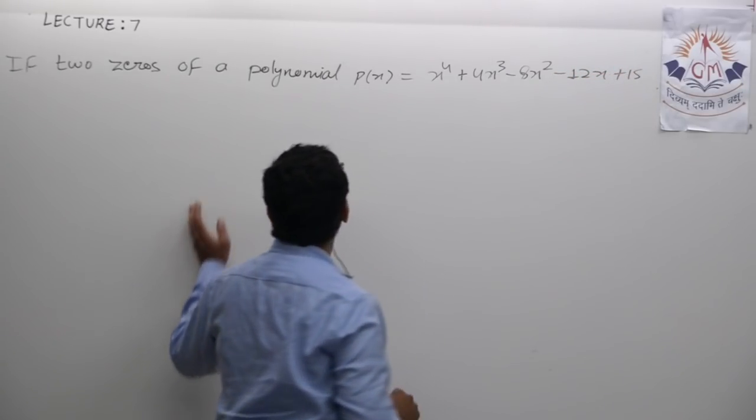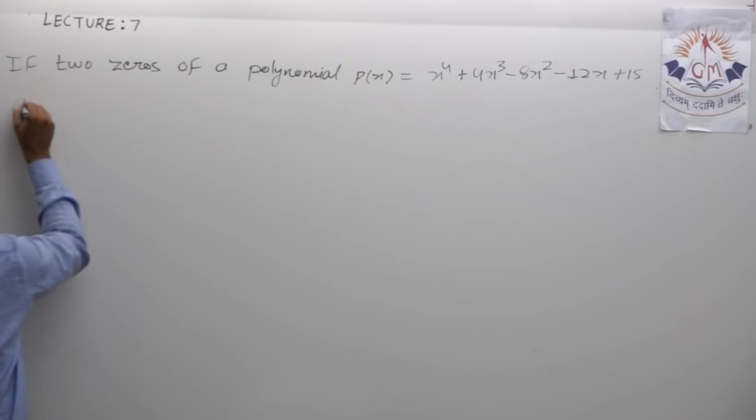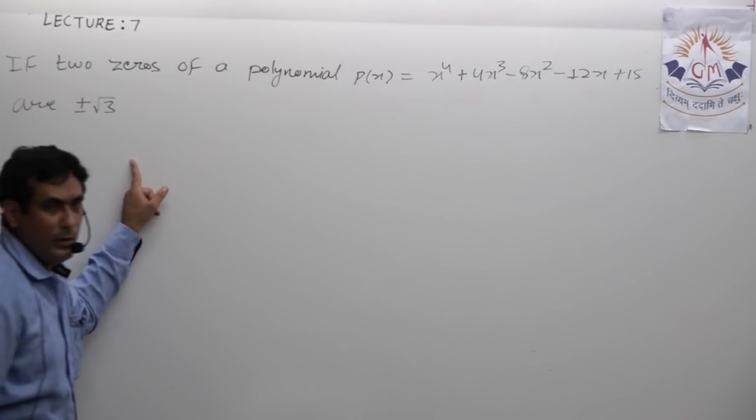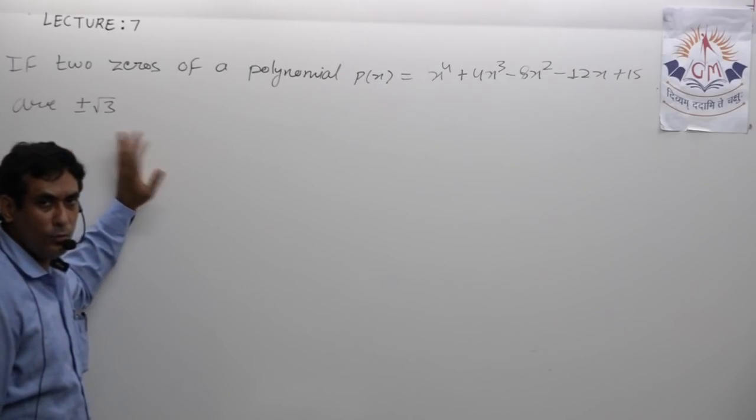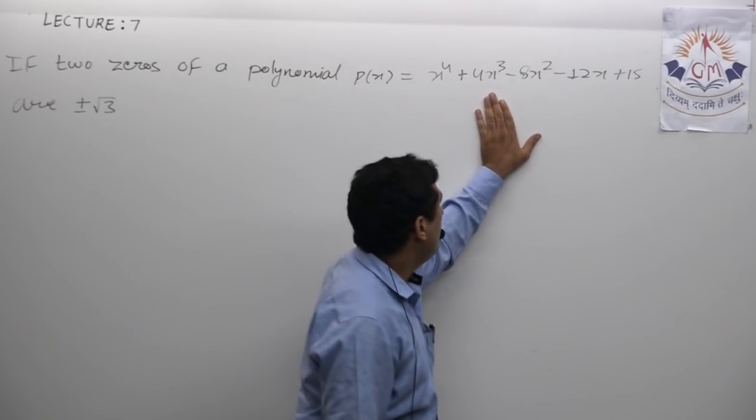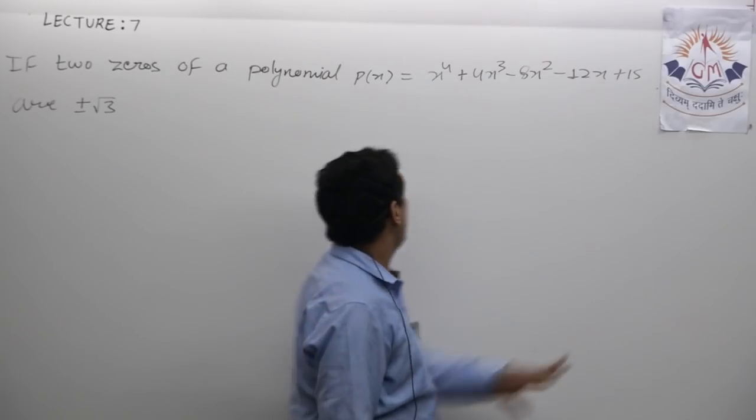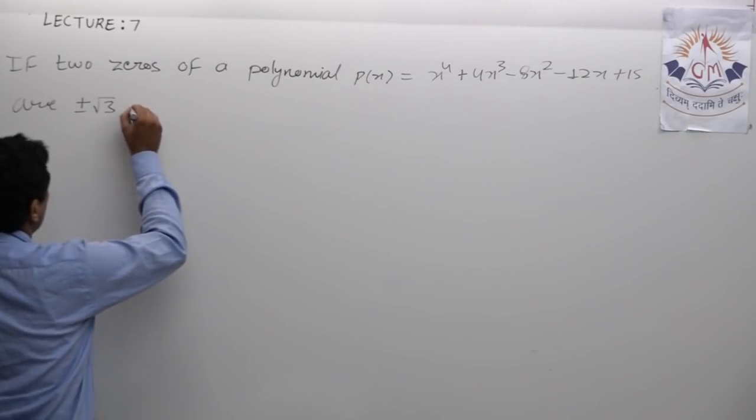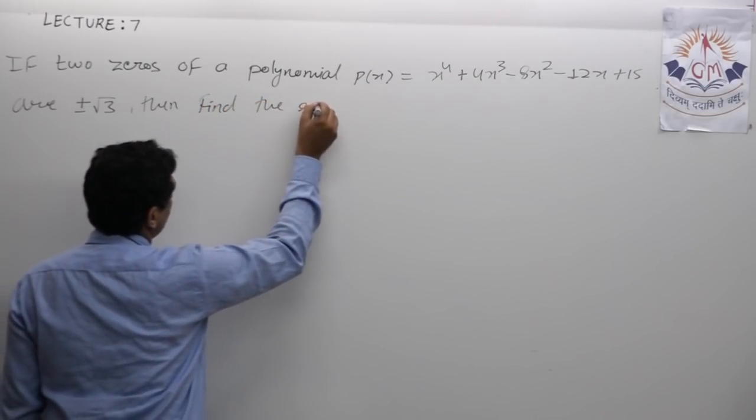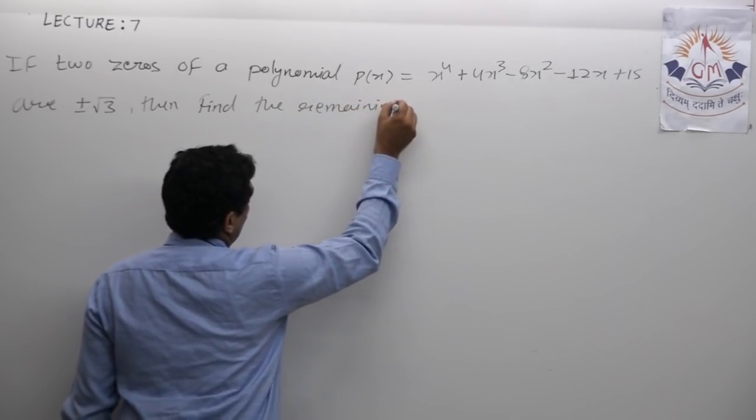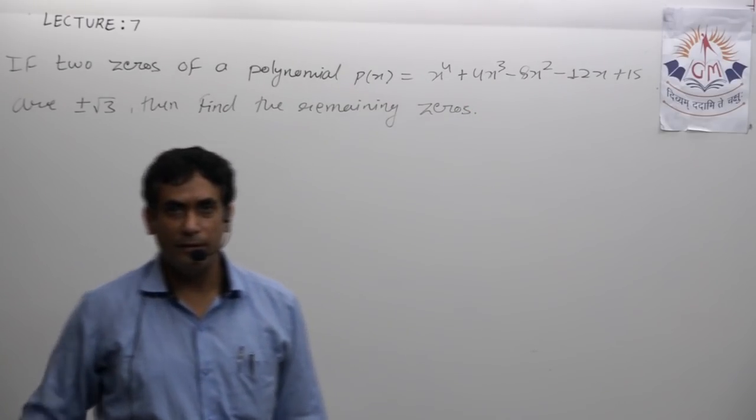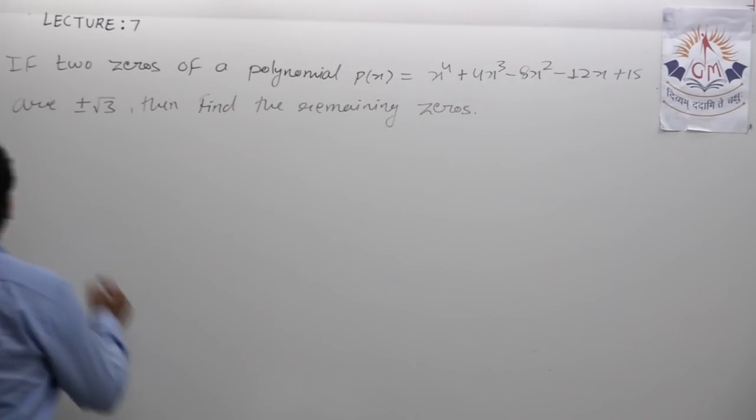If two zeros of a polynomial p(x) are plus minus root 3, that means one zero is root 3, another zero is minus root 3. This is the way to write two zeros together. If two zeros of a polynomial p(x) = x^4 + 4x^3 - 8x^2 - 12x + 15 are plus minus root 3, then find the remaining zeros. Okay, we have to find the remaining zeros. So let us see how to solve this.